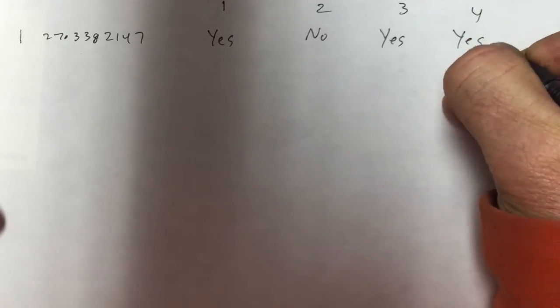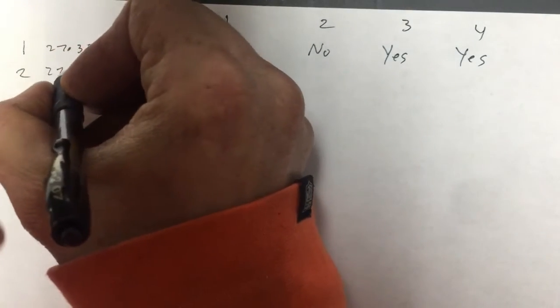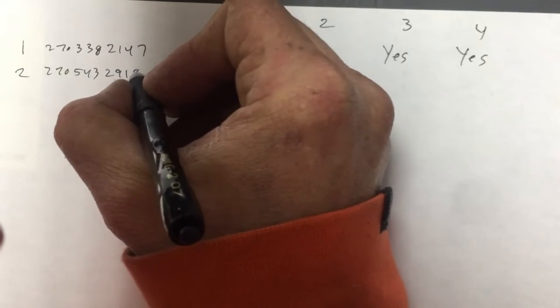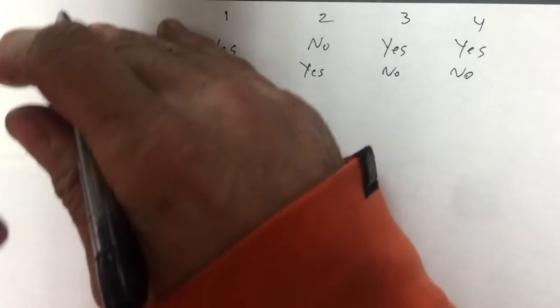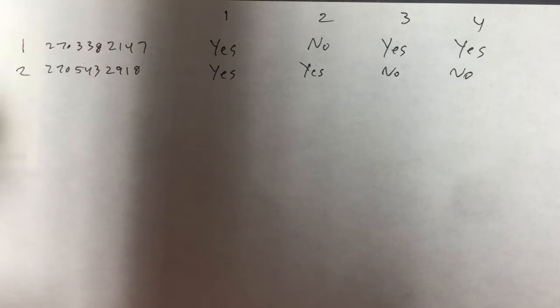So here's what I'm talking about. You're going to have number 1. You can just write the phone number. And then you could have your questions 1, 2, 3, and 4. So they said yes to this one, no to that one, yes here, and yes here. Then you go to your next one, 270-543-2918. This person said yes here, yes here, but no here and no there. You're going to list all 30 of these. That would be proof that you actually did this, instead of just making up some numbers.